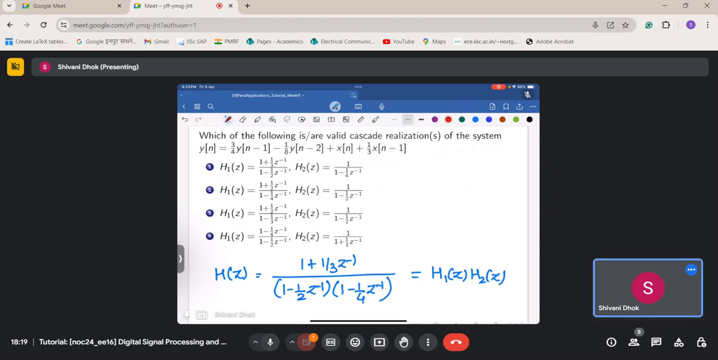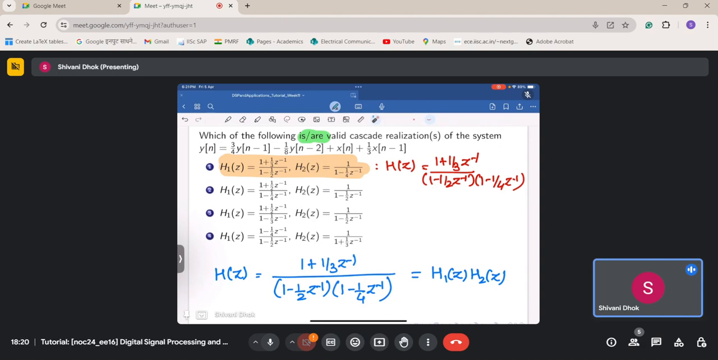So for this system, H(z) comes out to be equal to (1 + 1/3 z^-1) upon (1 - 1/2 z^-1) into (1 - 1/4 z^-1). So one possibility is this answer. Now if you observe, they have mentioned this is our valid cascade realization. So it is customary for us to look whether other possibilities are possible or not.